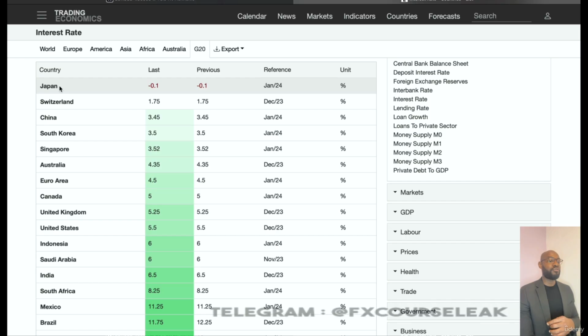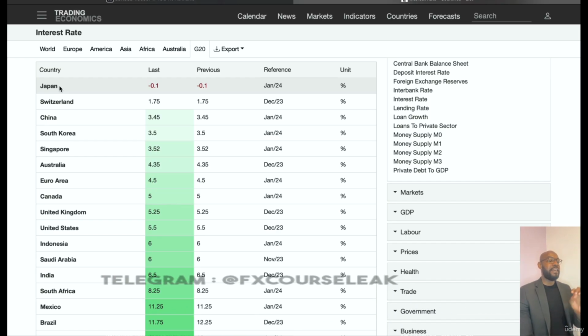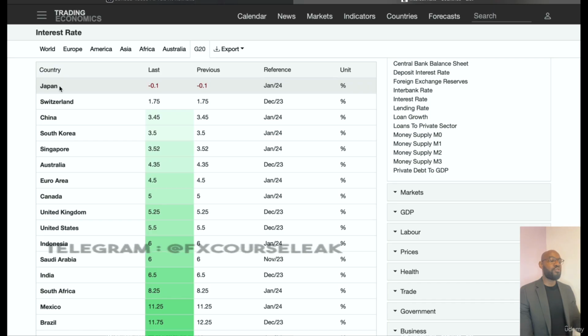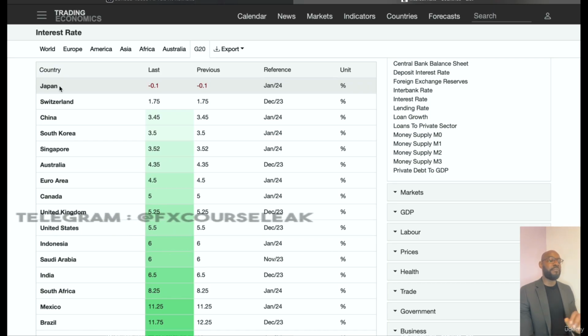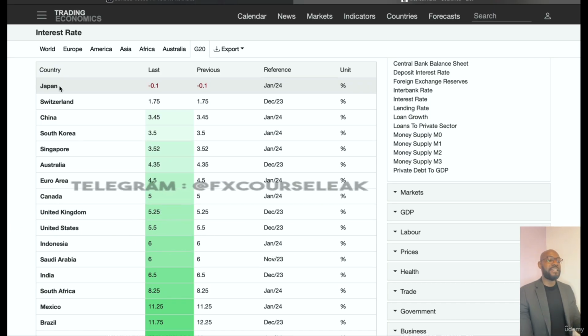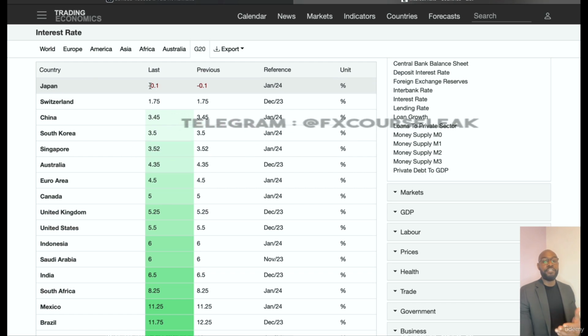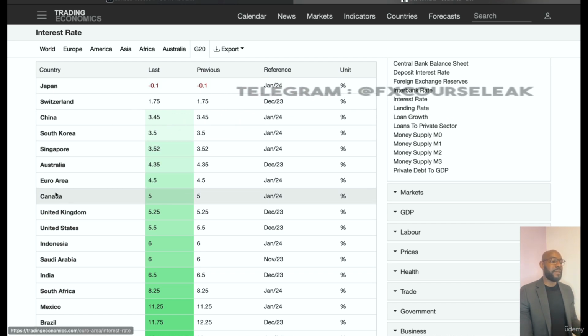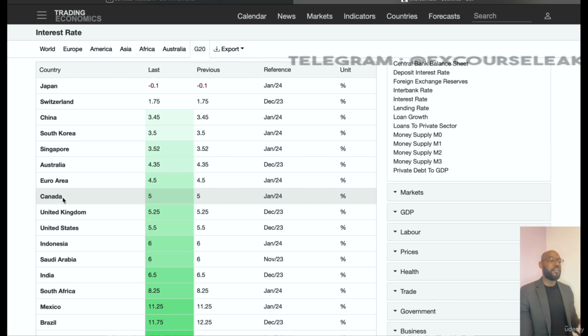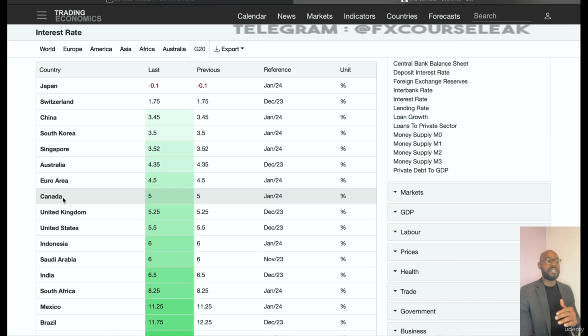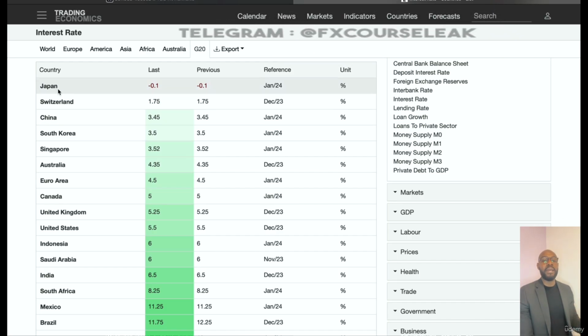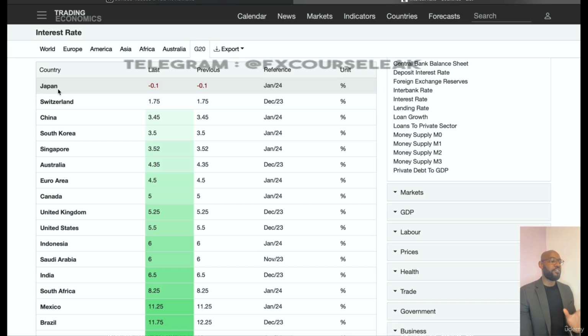So now you're not just randomly selling or buying any currency. You're basically using fundamentals to understand which of these pairs is going to be stronger. So the Japanese yen is going to be weaker because it has very low interest rates. And the Canadian dollar is going to be stronger because it has a higher interest rate.